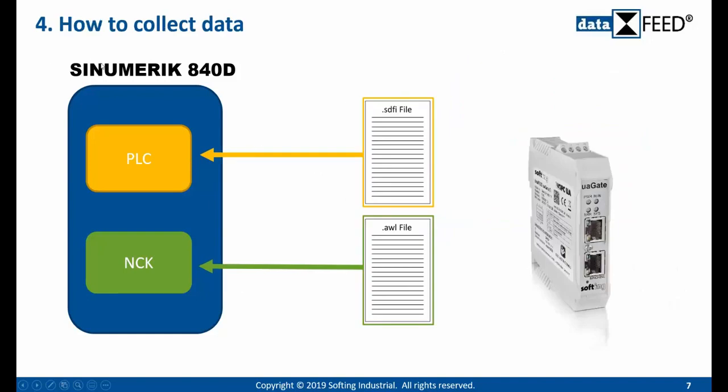One big question is how to collect the data, how to get data out from the SINUMERIK. This is done via two files. So the gateway needs two files. We have to tell the gateway how to address the PLC part and how to address the NCK part. For addressing the PLC part, we need a .sdfi file, and it looks like this.